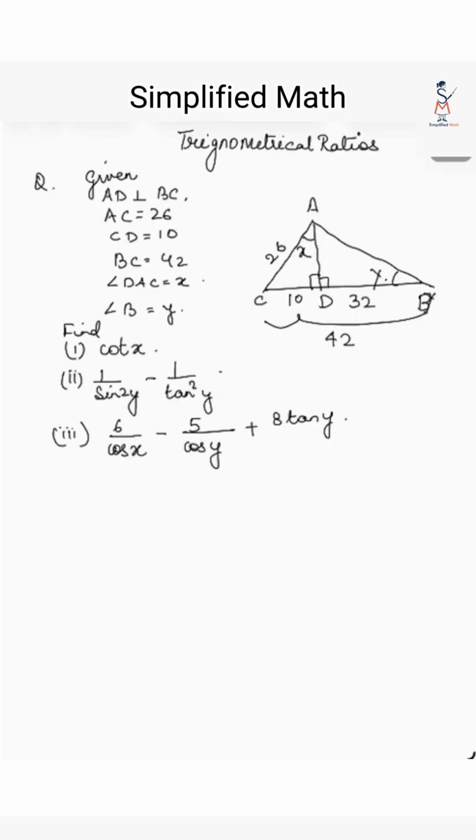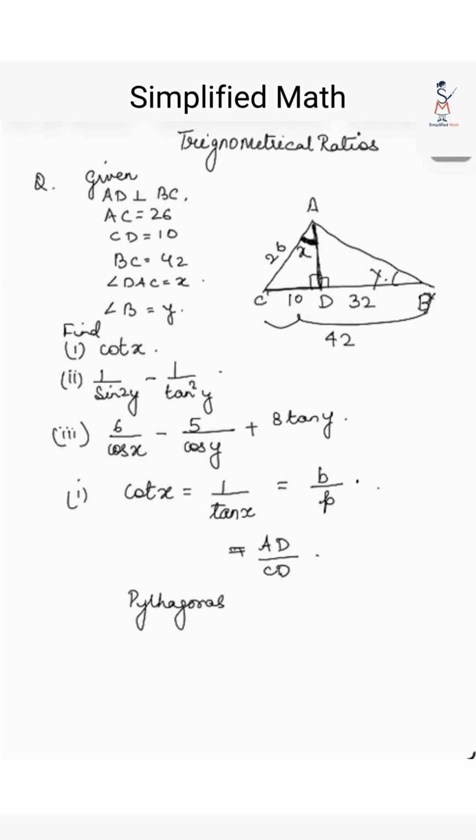Find cot X. To find cot X, cot X is 1 by tan X, the reciprocal. So what is tan X? Tan is perpendicular by base, so cot will be base by perpendicular. Now here, what is the base for this X? It's AD. And what is the perpendicular? That is CD. AD we don't know, so we will apply Pythagoras theorem over here.